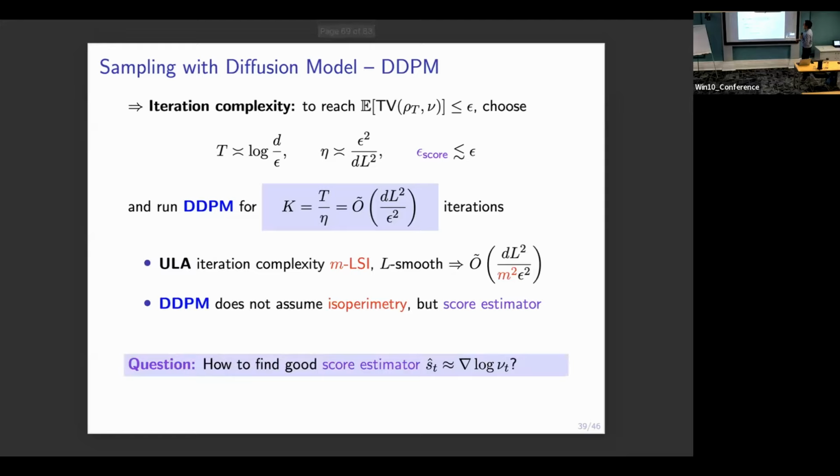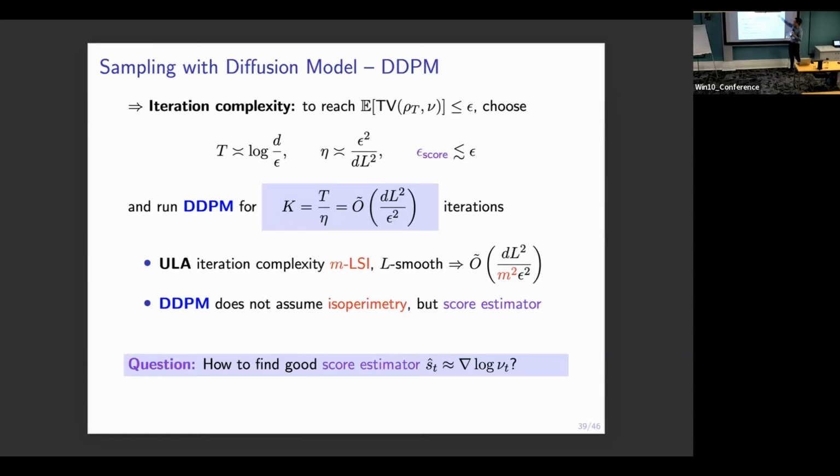What you notice here is that, recall that for the basic ULA, the unadjusted Langevin algorithm, even assuming log Sobolev or strong log concavity, in discrete time the iteration complexity scales like dimension times L squared smoothness over epsilon squared. And then there is this 1 over m squared here, which is the log Sobolev constant. But for many applications, this log Sobolev constant can be very, very small. So if we run ULA, this becomes a very large quantity. Whereas for DDPM, we don't have dependence on m, we don't have dependence on the log Sobolev. But we do assume that we have a good score estimator.